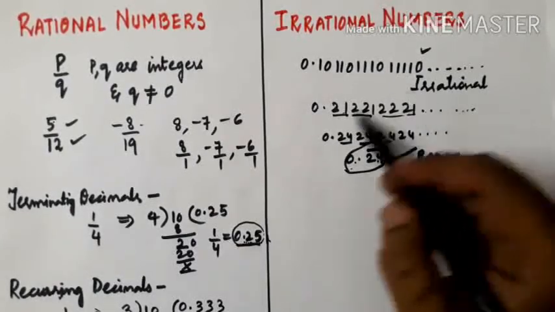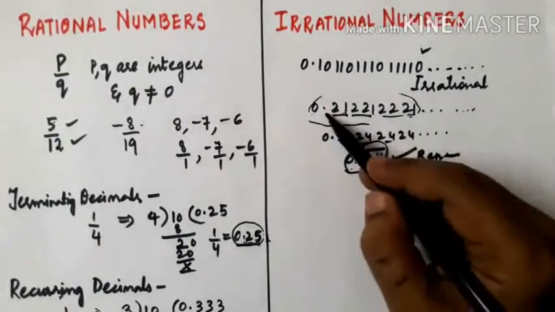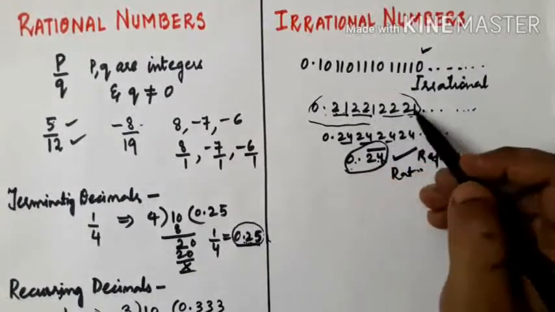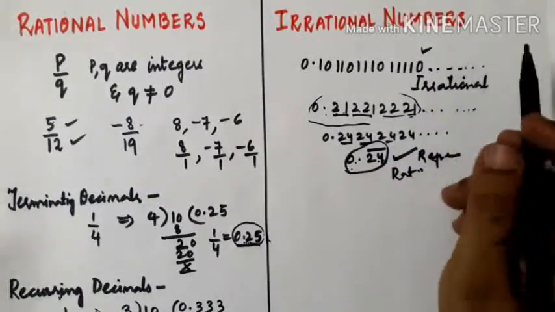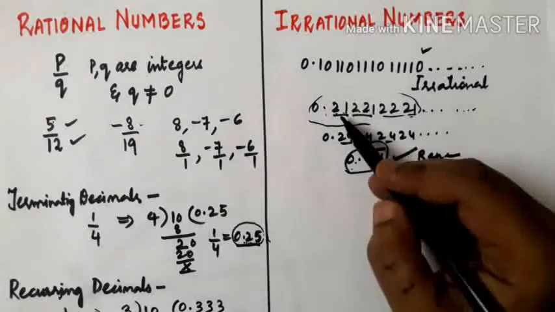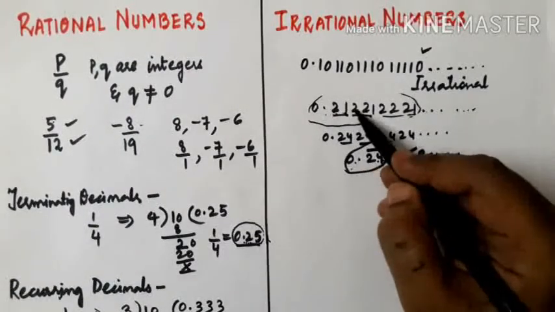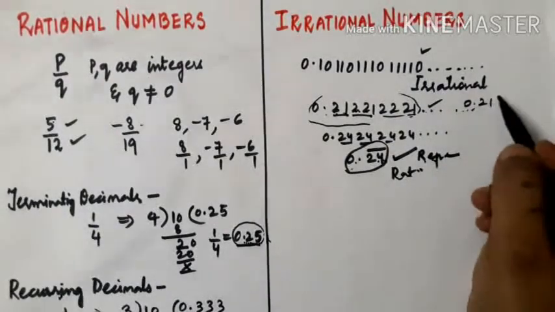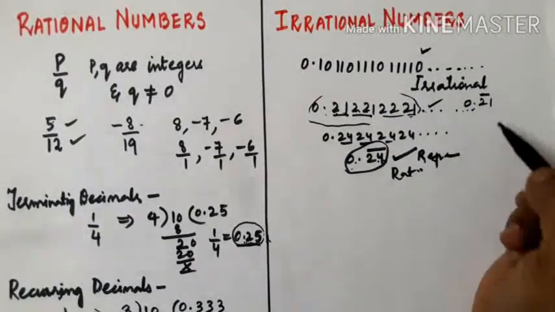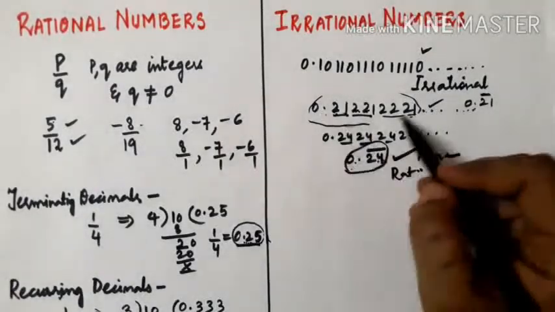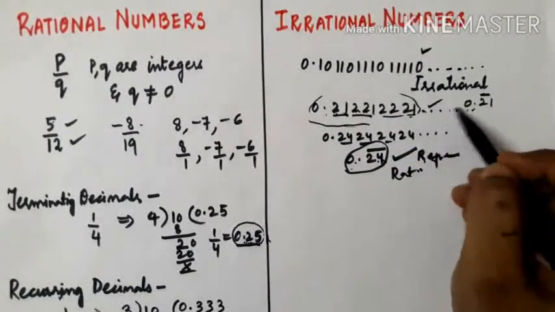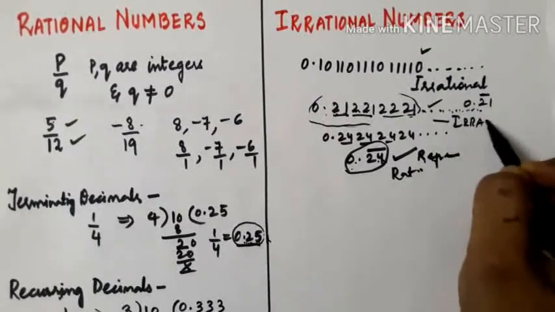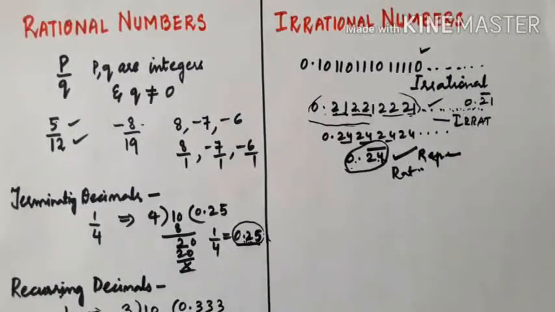But in the case of 0.21221222 1, the digit 2 is repeating, but it doesn't have any pattern. Suppose we had 2 1 2 1 2 1 like that, then we would have called it a rational number and written 0.21 with a bar. Here there is no pattern forming and it just goes on, so it is called an irrational number.